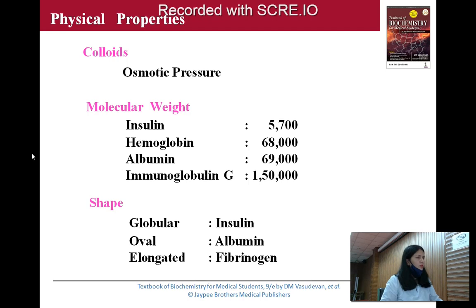Clear? Any confusion? So remember, whenever there is any injury to the glomerular membrane, which occurs in glomerulonephritis and other conditions, the albumin will be excreted along with hemoglobin, because the molecular weight of hemoglobin is less when compared to albumin.